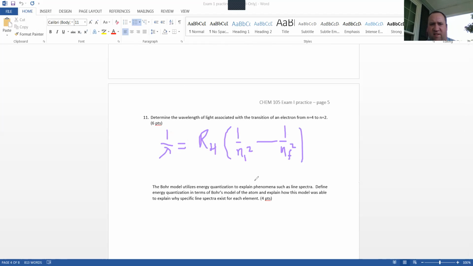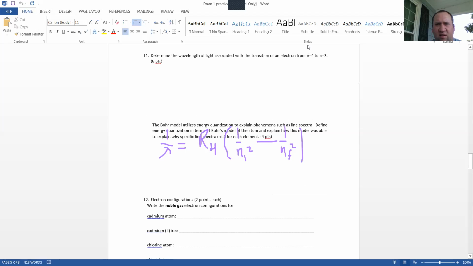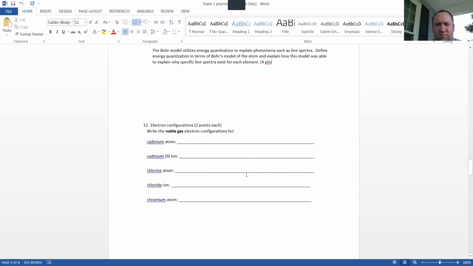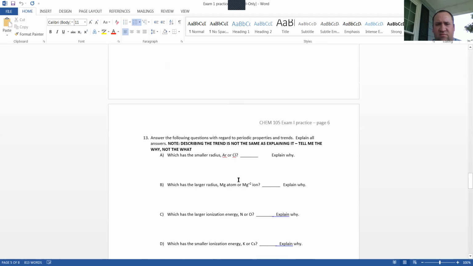Which has a smaller radius? Ar. So radius. Potential useful.